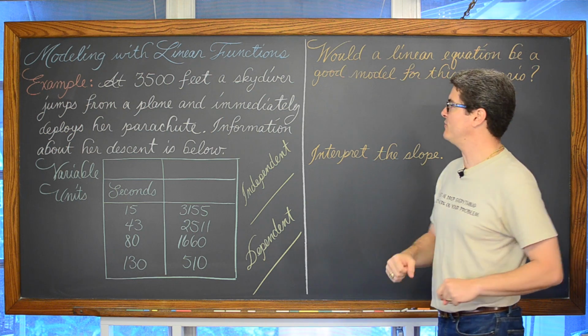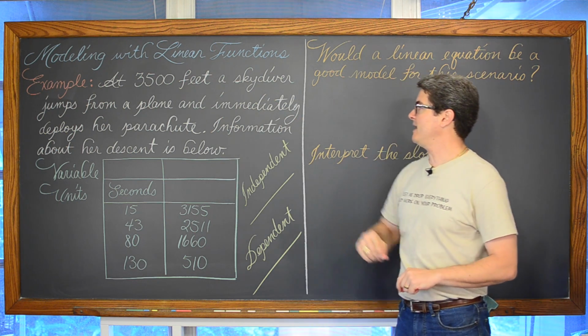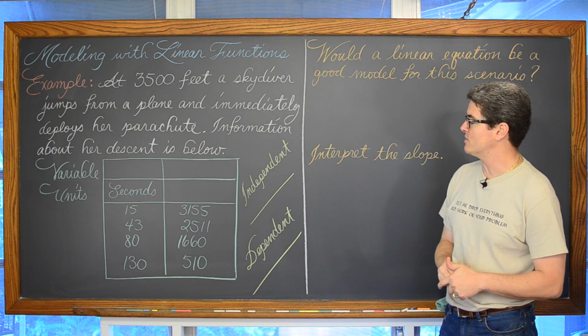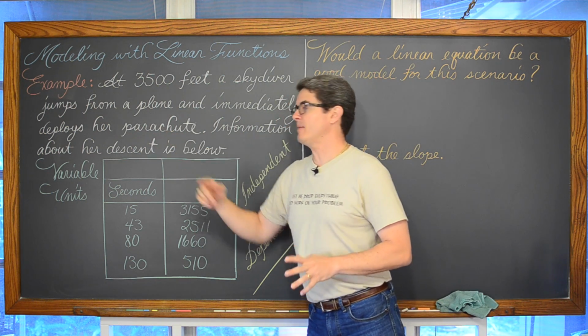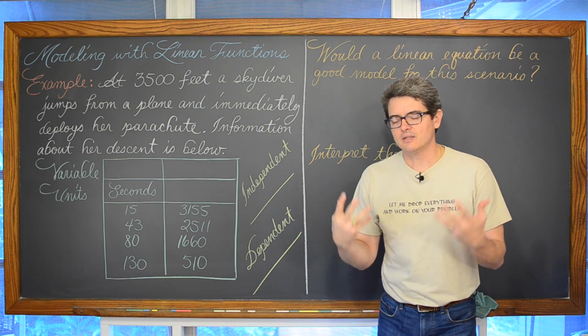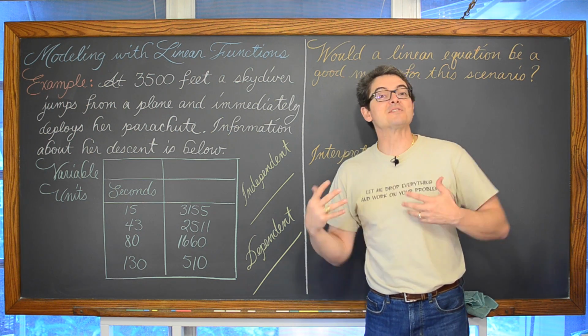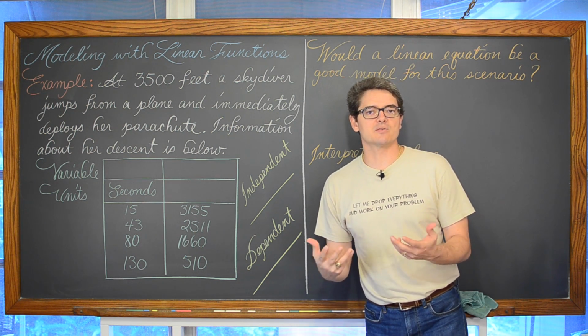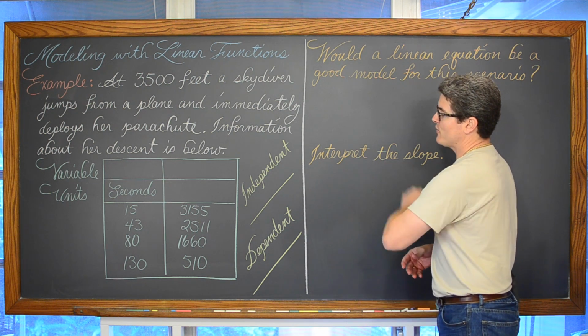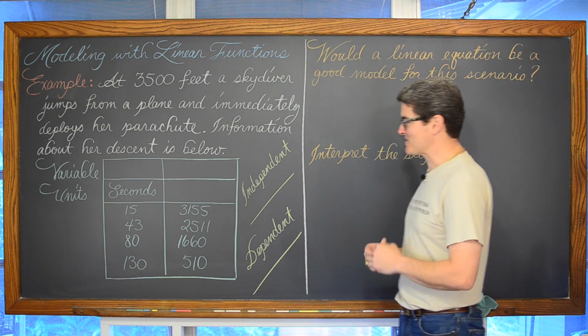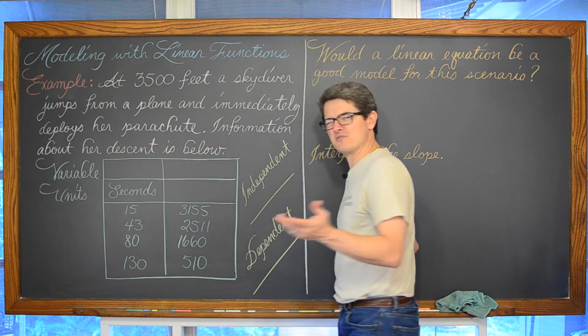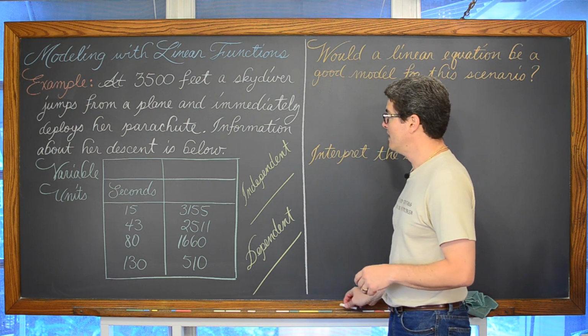At 3,500 feet, a skydiver jumps from a plane and immediately deploys her parachute. I'm saying immediately deploying her parachute so that we have a setting where it's reasonable to think that this data is going to follow a linear pattern. Information about her descent is below. Because if she didn't deploy her parachute, she'd be falling much faster.